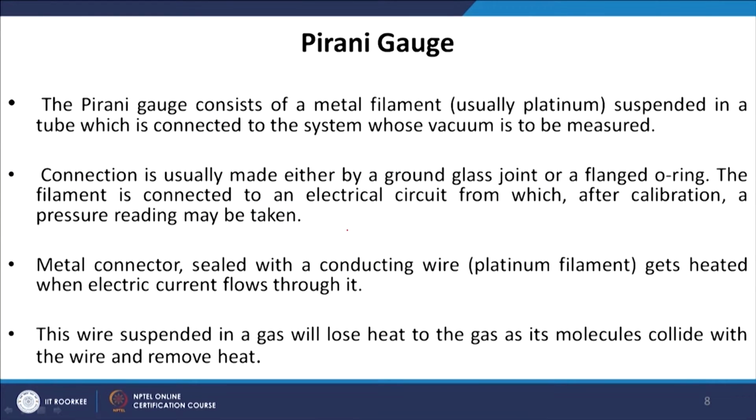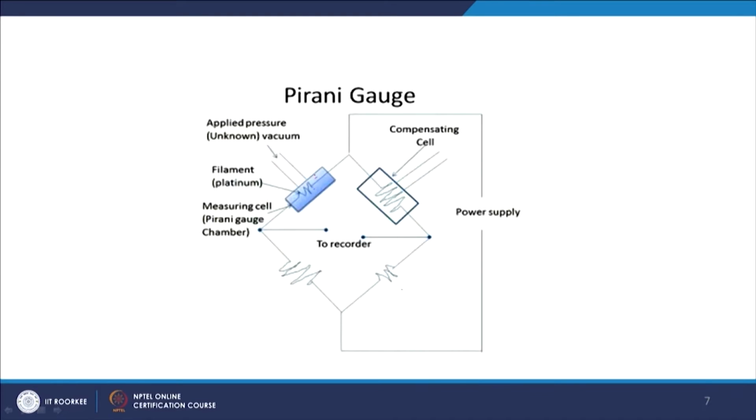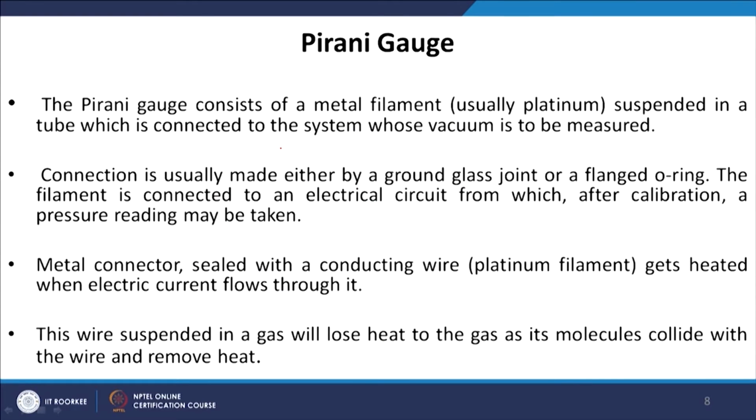The Pirani gauge consists of a metal filament, usually platinum, suspended in a tube which is connected to the system whose vacuum is to be measured. So, you have already seen that in the last figure. You see that the Pirani gauge is made of this platinum wire, this is the chamber, inside it there is a platinum wire, and that is connected to the chamber for which we want to measure the vacuum. The connection is usually made either by a ground glass joint or a flanged O-ring.